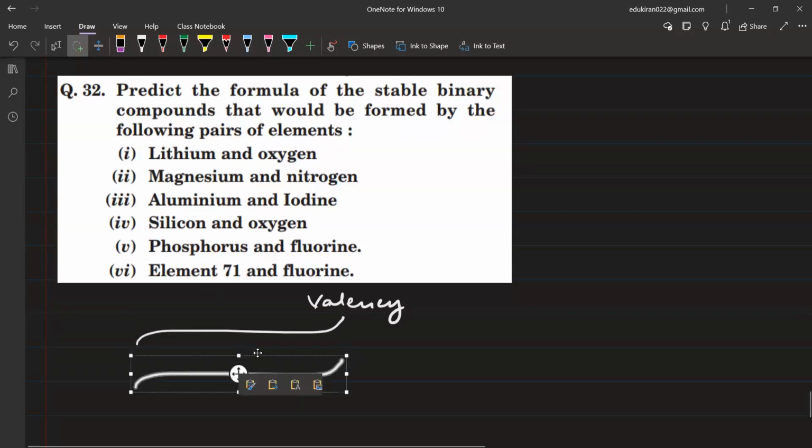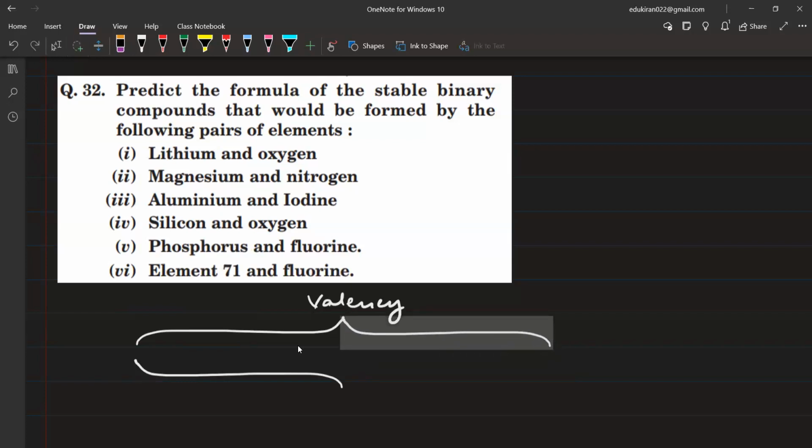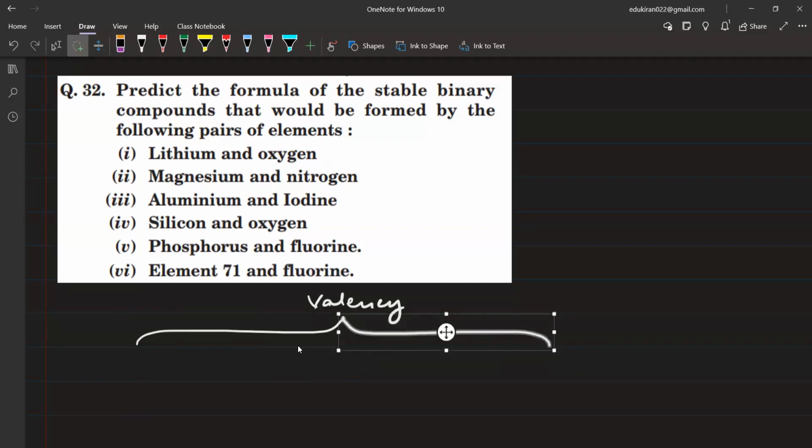Once you can determine the valency, it will be easier for you to even remember. You will practice it very easily. And if you practice a lot of questions, those things will stay with you.